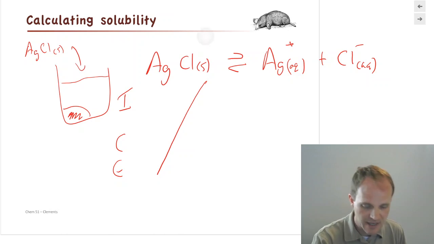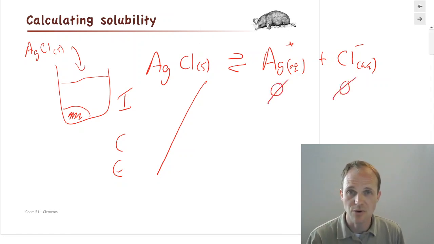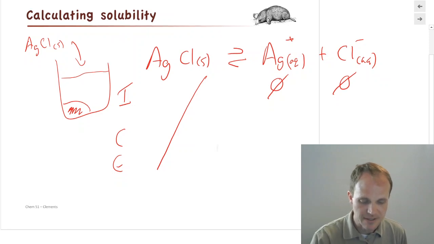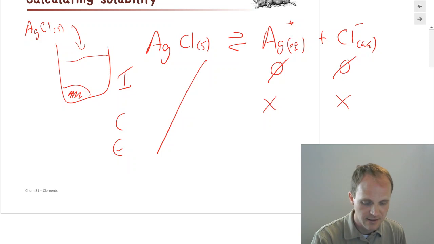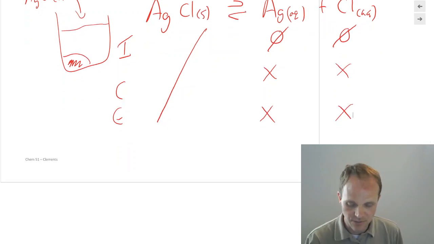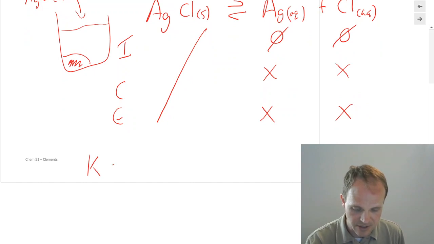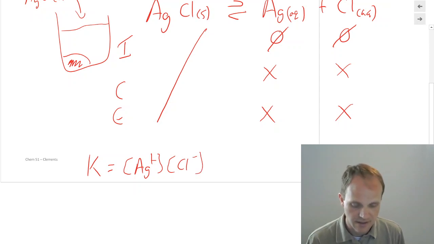How much silver do we have? None. How much chloride do we have? None. We're assuming we're starting with pure water. How much is going to make? Well, stoichiometry tells us we're going to make x of that, and x of that. That's our change. 0 plus x, 0 plus x. And so our K expression here is going to be the concentration of silver times the concentration of chloride, and that's going to be equal to something we can look up.